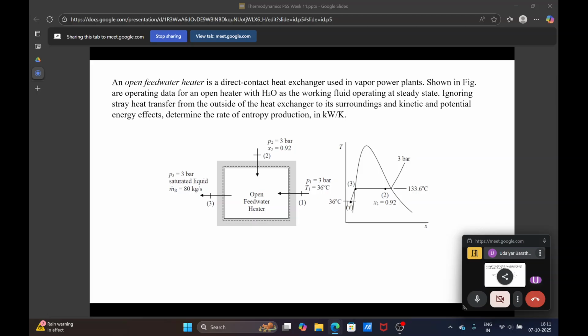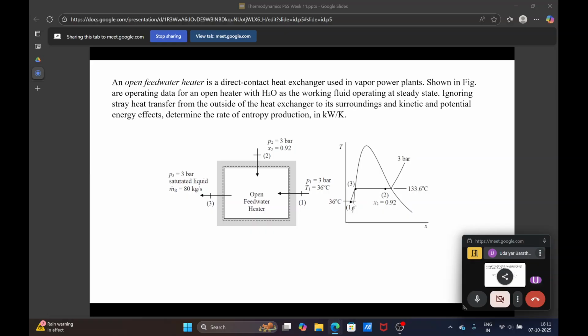So you have the constant pressure line here, 3 bar, and your stream which is coming in, 1, is at 36 degrees Celsius and 3 bar. Corresponding to 3 bar, if you see in a steam table, the saturation temperature will be higher, which is close to 133.6 degrees Celsius. But here it is at 36 degrees Celsius, so it is a subcooled liquid. So you are here at 1, and then the second stream which is coming in at state 2 has a vapor quality of 0.92. So this is stream 2.